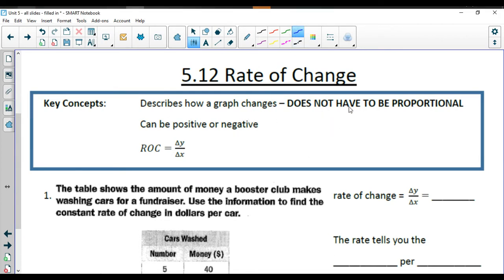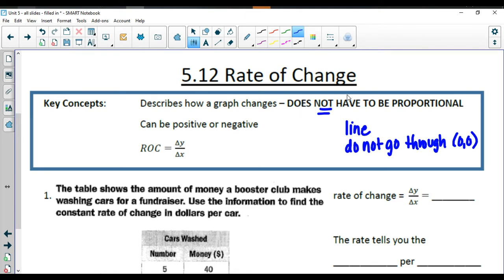In this case, the graph does not have to be a proportional graph. So we're going to be looking at graphs that are lines, so they are going to be a linear relationship. They're going to be a line, but they do not have to go through the origin. If they do go through the origin, we can actually look at the rate of change, but the rate of change in that case is just going to be our K value, our unit rate.